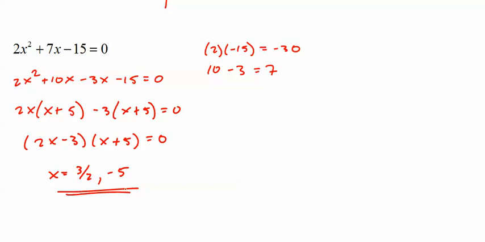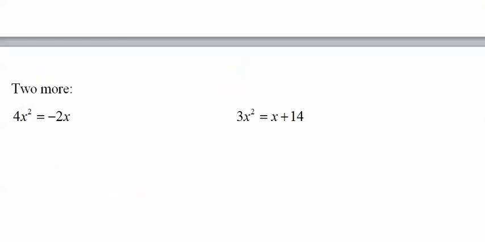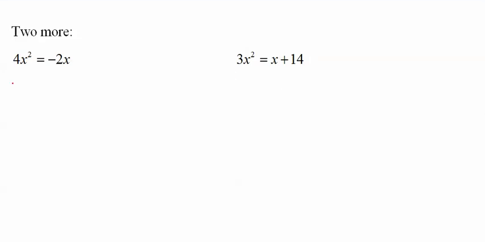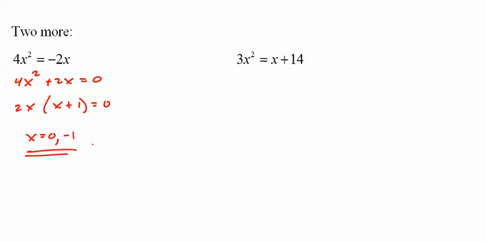Hopefully you remember the factoring, because if not, you should go back and review. That's why I'm blowing through this so quickly. Before you factor, make sure you always set it equal to 0. 4x² + 2x = 0. 2x(x + 1) = 0. x = 0, -1.